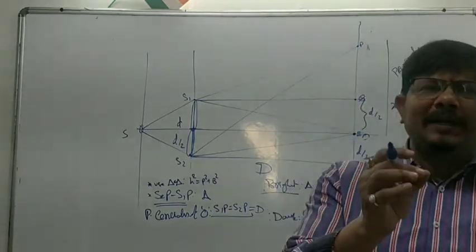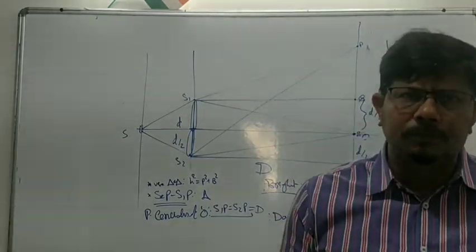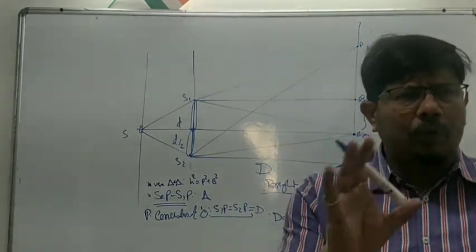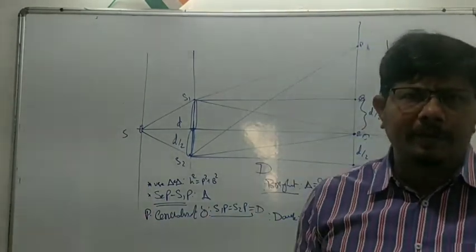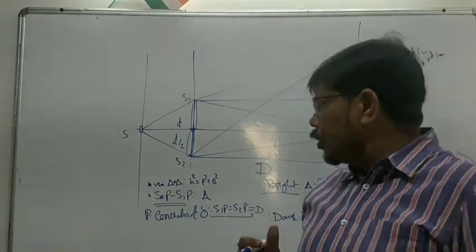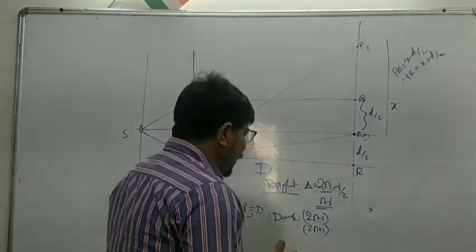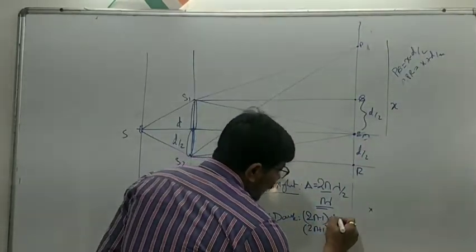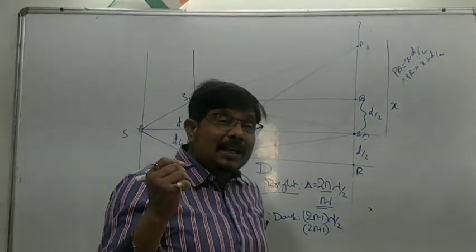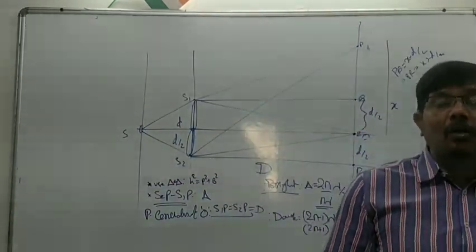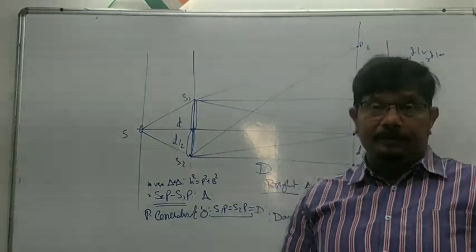For example, I will take 10. 2 into 10, you will get 20. Minus 1, 19, plus 1, 21. So when the path difference is an odd multiple of lambda by 2, you will get the dark fringe. This is the condition for getting dark or bright fringes on the screen.